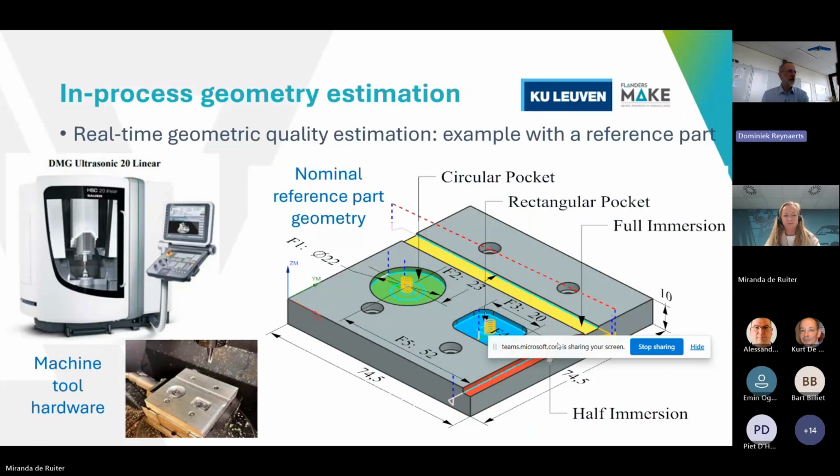So here you see a picture of our equipment on the left, and on the right we define the kind of test part with common features like a pocket or a circular pocket, and then some straight slots in full or half immersion. So the yellow is in full and the red one is in half immersion. We can go to the next slide.